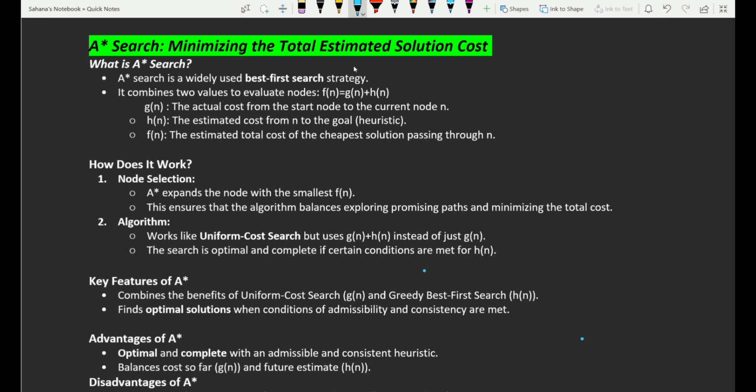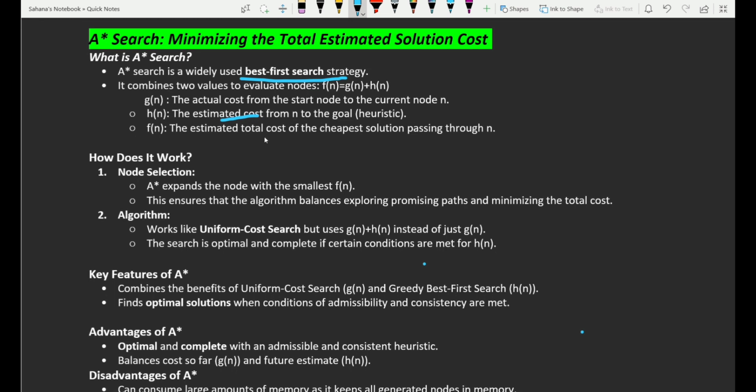A star search is an informed search strategy. Okay, it is a widely used best first search strategy. It combines two values to evaluate nodes. That is, f of n is equal to g of n plus h of n. G of n is the actual cost from the start node to the current node. Okay, h of n is the estimated cost from n to the goal. That is the heuristic value. Okay, f of n is the estimated total cost of the cheapest solution passing through n.